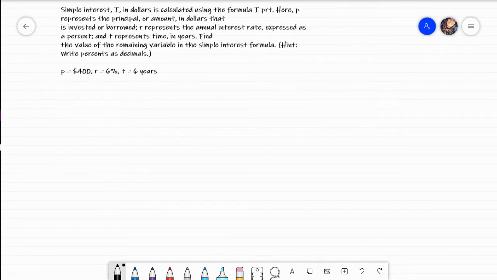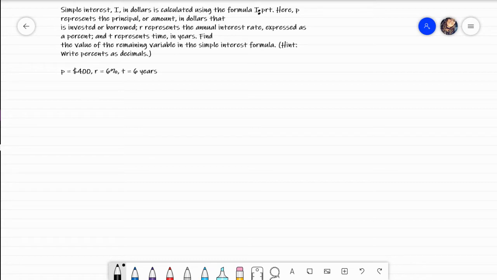This says simple interest, I, in dollars is calculated using the formula I equals PRT. That means interest equals P times R times T. And each of these letters stands for something else. P represents the principal, or amount in dollars that is invested or borrowed. R represents the annual interest rate expressed as a percent, and T represents our time, in years.